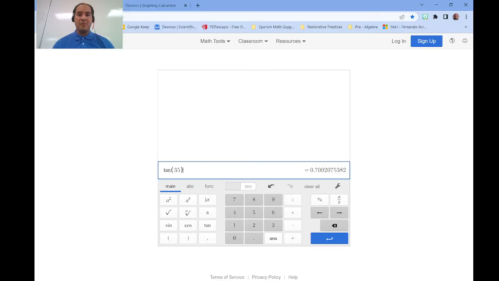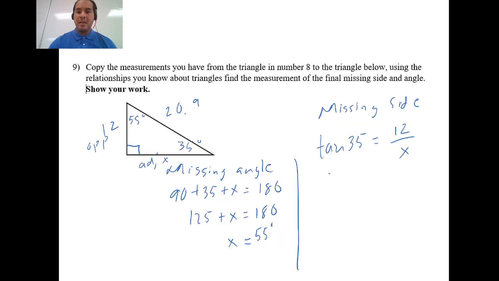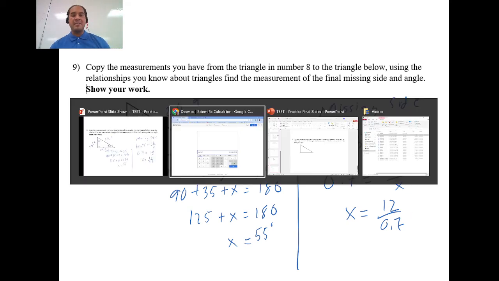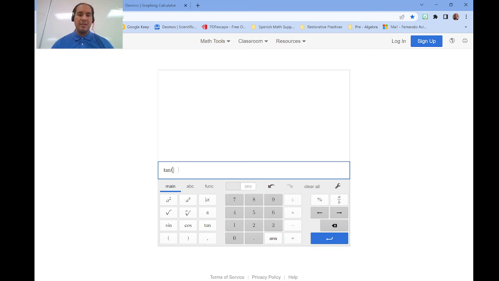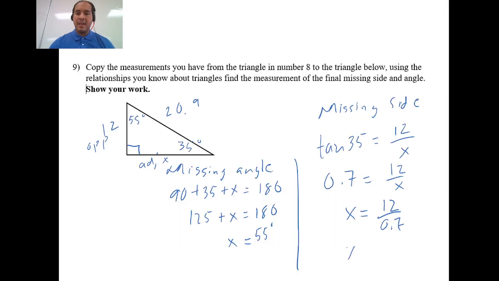So jumping back over to our presentation, we're going to write here 0.7, which we found using our calculator, is 12 over x. When x is in the bottom, x and 0.7 just switch. There is algebra behind it, but we're skipping those steps. The algebra is multiply by x and then divide by 0.7. 12 divided by 0.7 is 17.14. So x is equal to 17.14, the length of our missing side there.